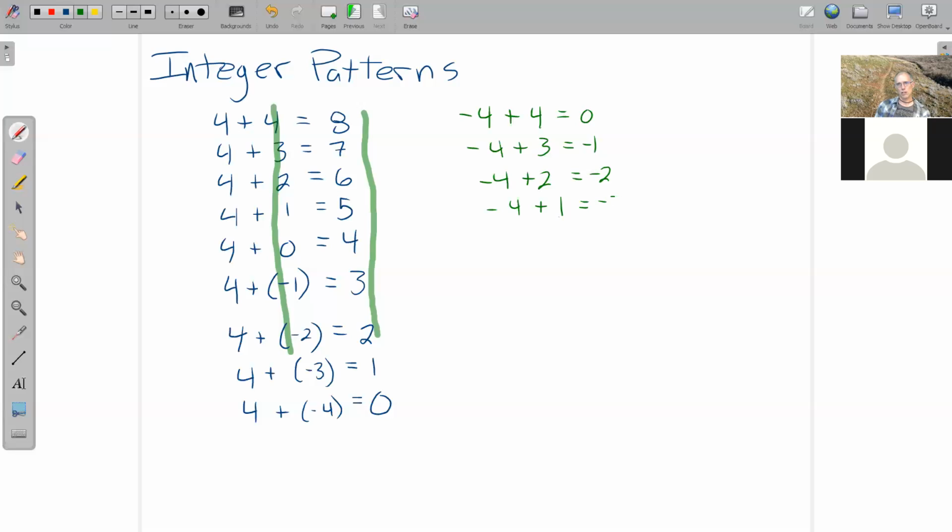-4 plus 1 is going to be -3. -4 plus 0 should be -4. So we have our pattern 4, 3, 2, 1, 0, -1, -2, -3, -4, -5 should be next. -4 plus -1 is -5. So we can generate patterns playing around with signs. We can do this with addition. We can do this with subtraction. So we'll play around with that next, and then multiplication and division.